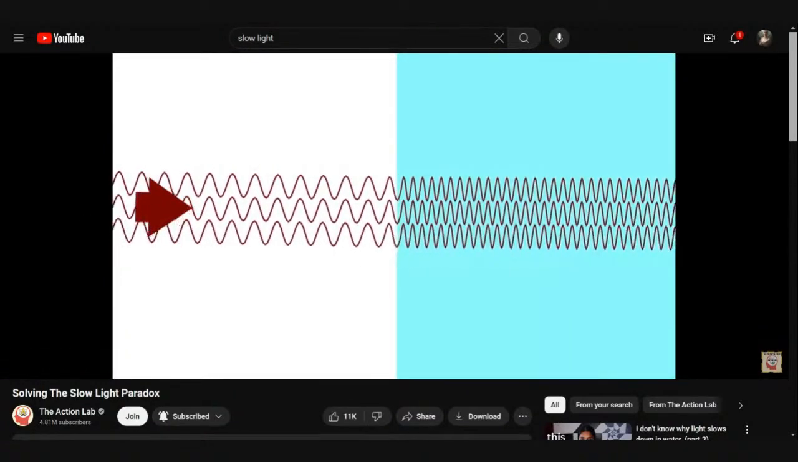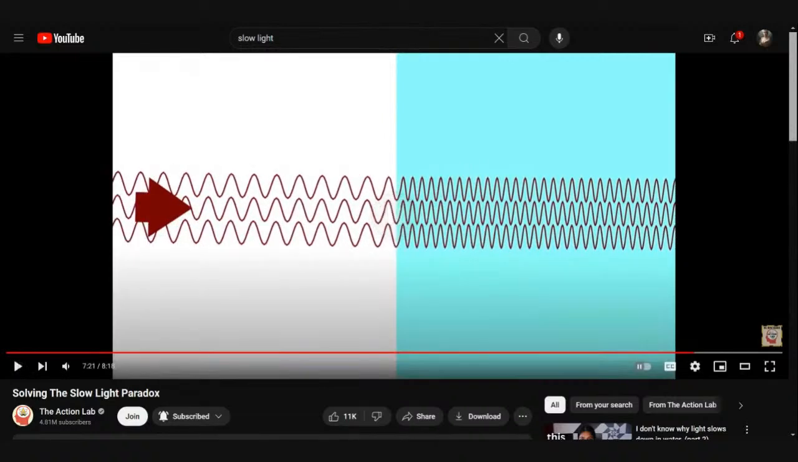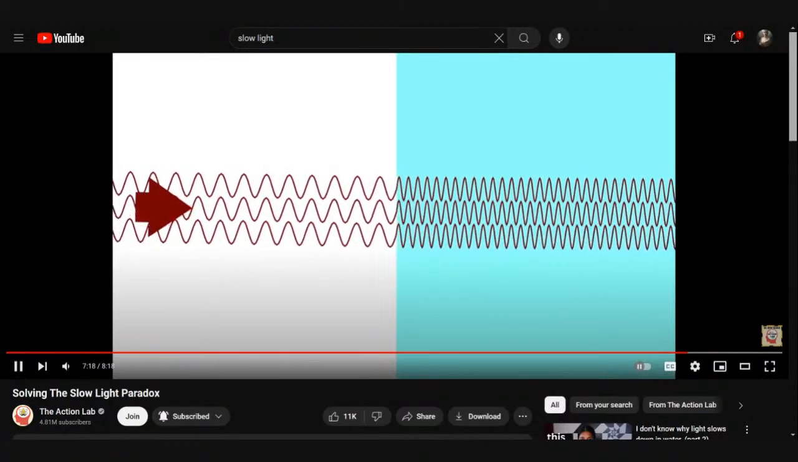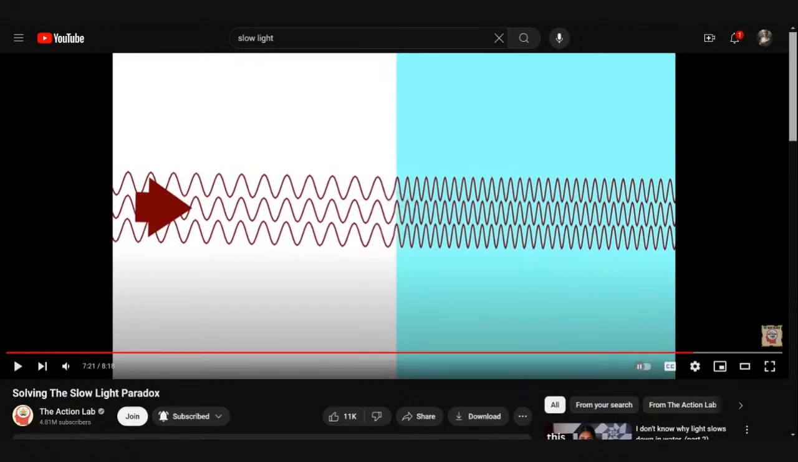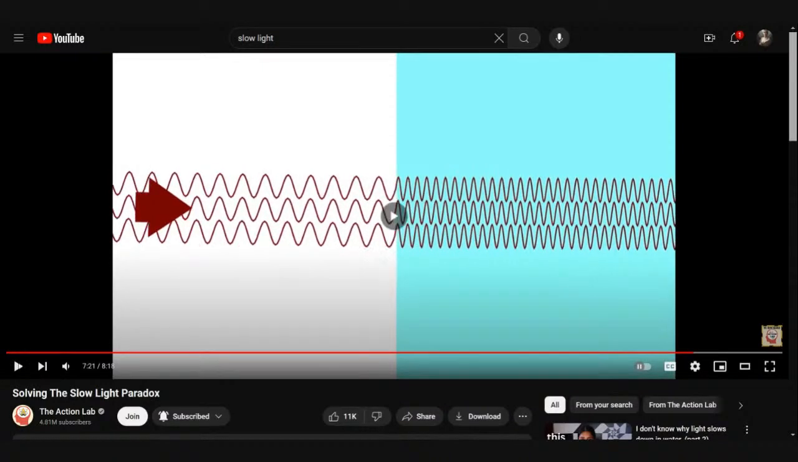But the combined wave peaks are actually propagating slower than the speed of light. That's it. So what else is the speed of light if not the speed of propagation? That's the definition of the speed of a wave. So does light ever slow down?